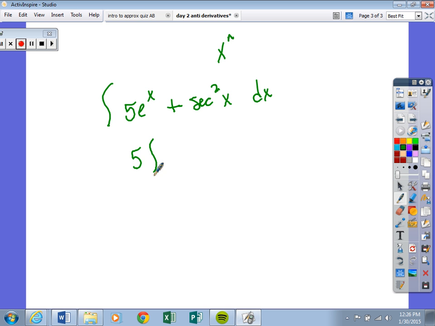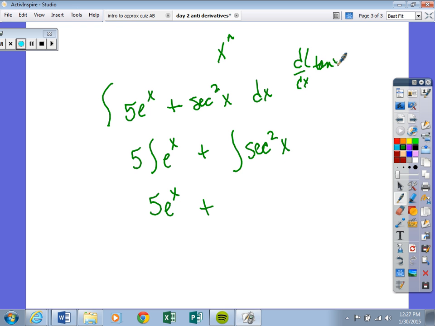That 5 is a coefficient, so I'm really going to think of it like that. And I'm going to split this integral up into 2 parts in my mind, because of the plus sign, so I can think of them separately. So the integral of e to the x is just e to the x. And the integral of secant squared, you have to know your derivatives well enough to work backwards. And I know that the derivative of tangent is equal to secant squared. So because of that, if I need the integral of secant squared, it's going to be tangent. And then plus c. And that's all she wrote.